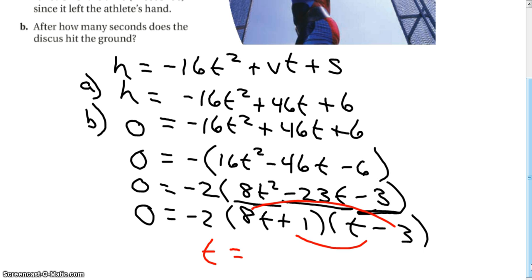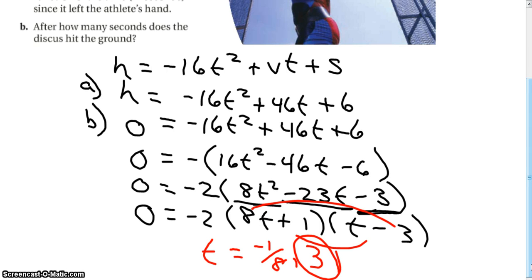Kate, what's the solution? What are the solutions? Well, you subtract 1 and divide by 8 to get 1/8. And the second solution? And then you add 3 and divide by 1. So it's 3. Okay, so which answer is the answer? 3. The only reasonable answer.